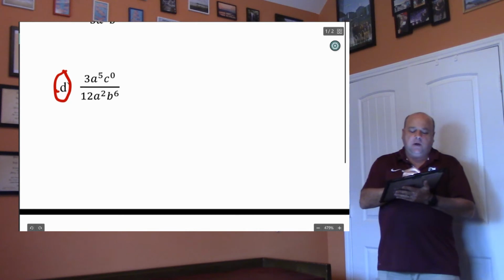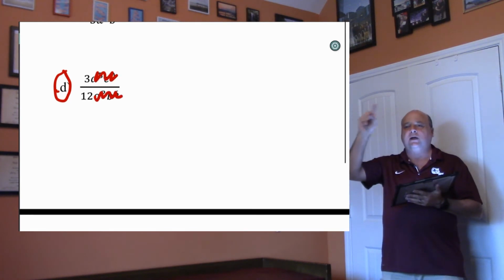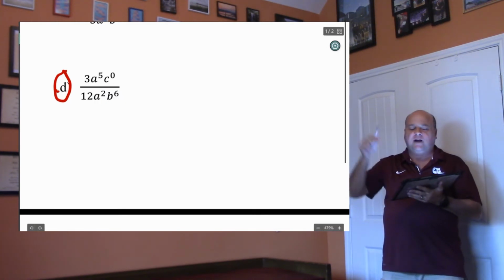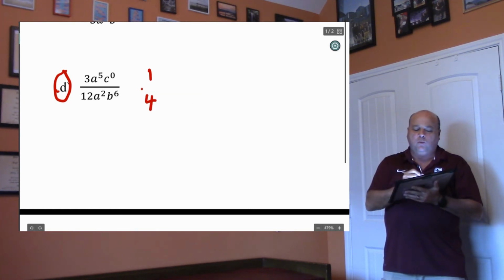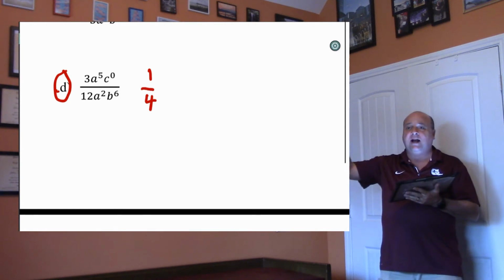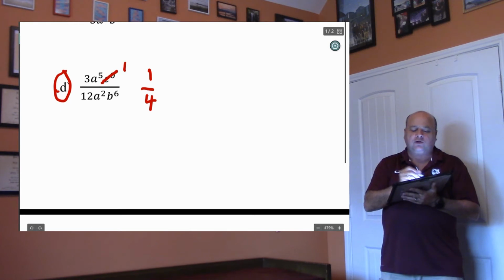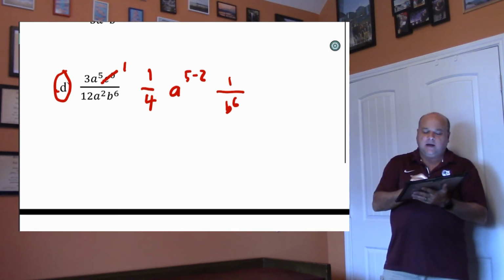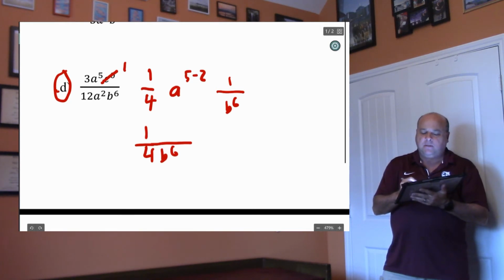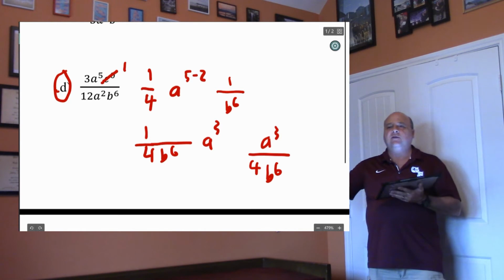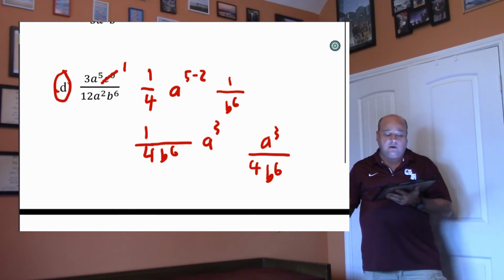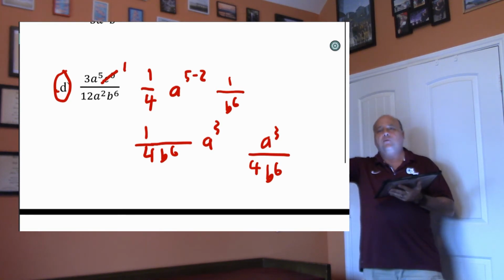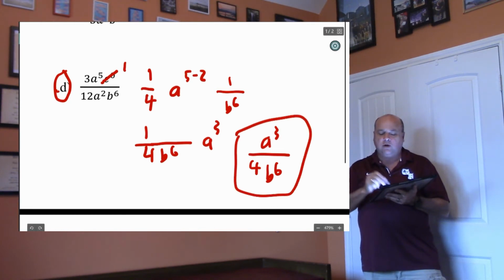Do letter D. Imagine the problem without any letters or exponents. You can punch 3 divided by 12 on your calculator, can't you? It's going to give you 1/4. So let's just write 1/4. Then I'm going to write my letters in alphabetical order and subtract the exponents. Remember, the c to the 0 will be 1. So I have an a, and I'm going to do 5 minus 2. And my b to the 6 is going to stay on the bottom, isn't it? I only have one b. So this will turn into a to the 3rd over 4b to the 6. The b to the 6 just goes straight to the answer, and it stays in the denominator. 5 minus 2 is 3, so a to the 3rd goes on top. 3 over 12 is 1/4. The 4 is in the denominator. So this right here would be my answer.